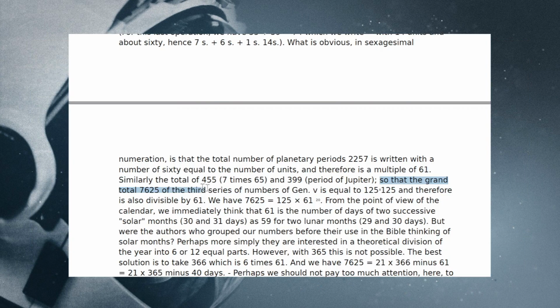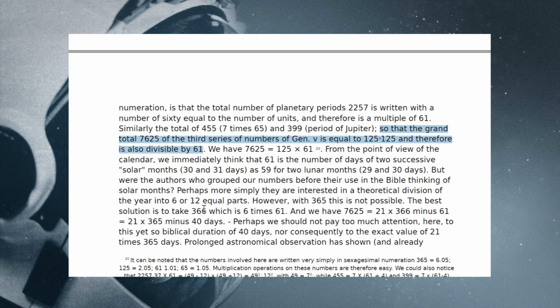Meaning that this grand total of 7,625 of the third series of the numbers of Genesis 5 is equal to 125 60s and 125 remainder, and therefore also divisible by 61. So we have 7,625 is equal to 125 times 61. From the point of view of the calendar, we immediately think 61 is the number of days of 2 successive solar months, 30 and 31 days, as 59 for 2 lunar months, 29, 30.